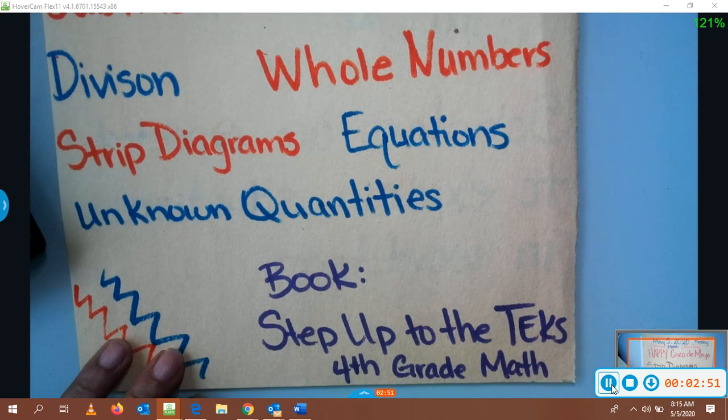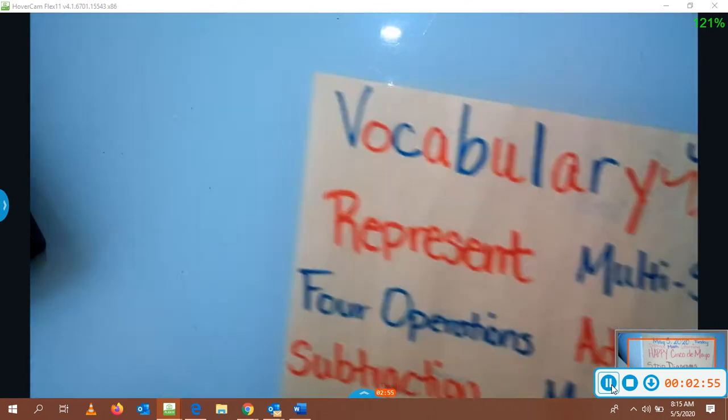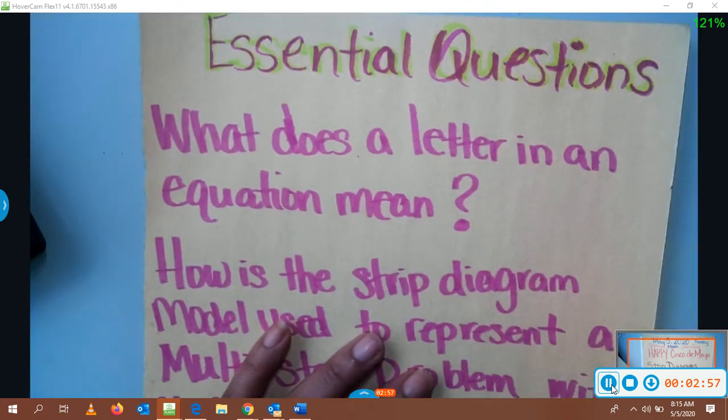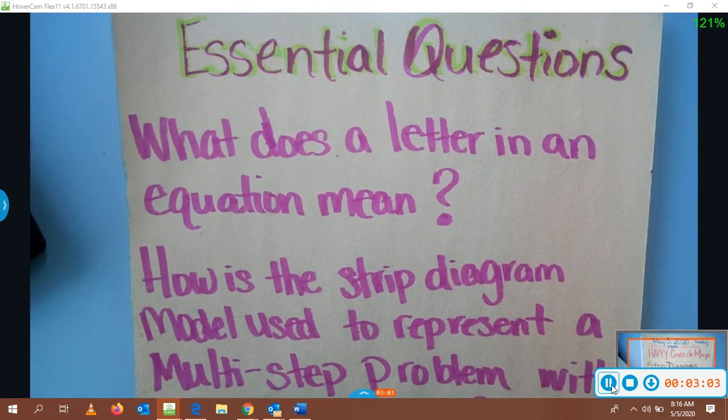All right. Now, let's look at some essential questions. These are the questions that I want you to be thinking about every time you get ready to answer a question, or just thinking about when you're reading a question. These will help you be successful. So, the first question is, what does a letter in an equation mean?